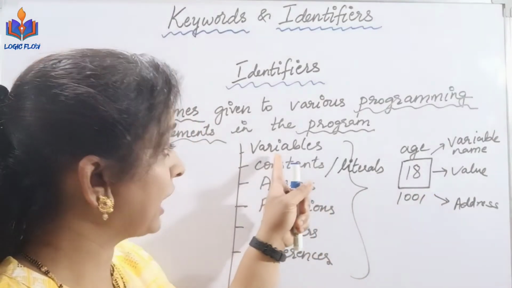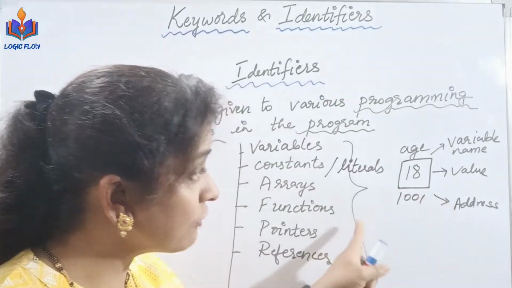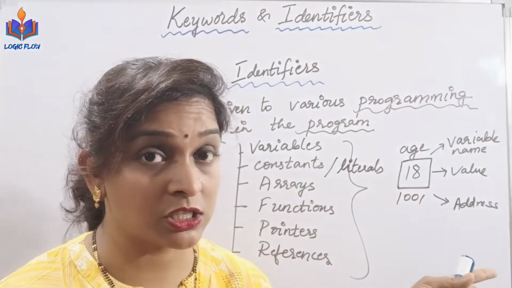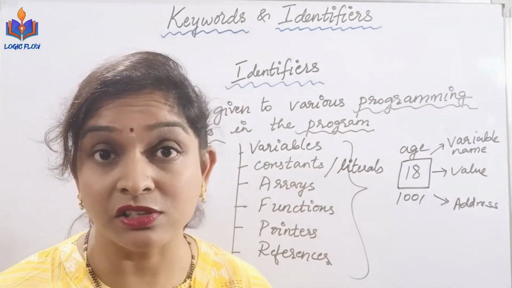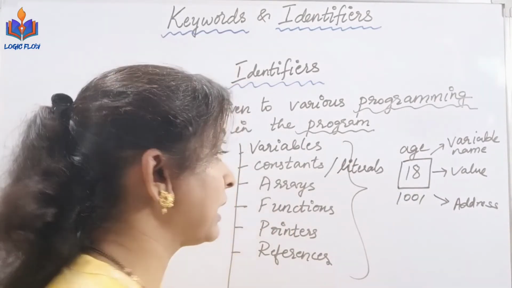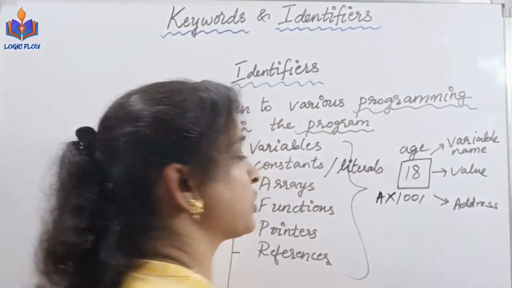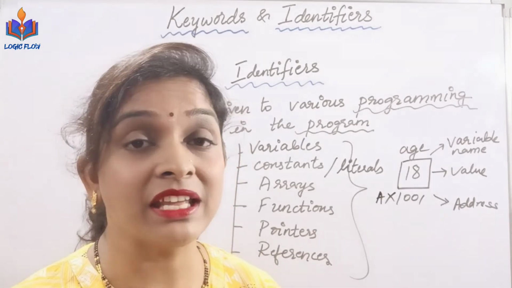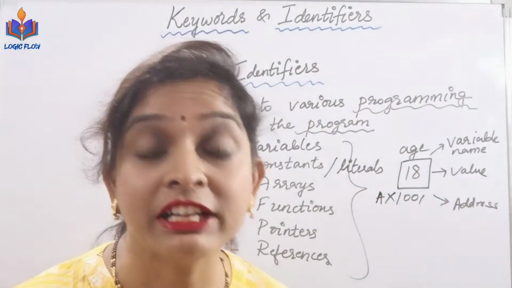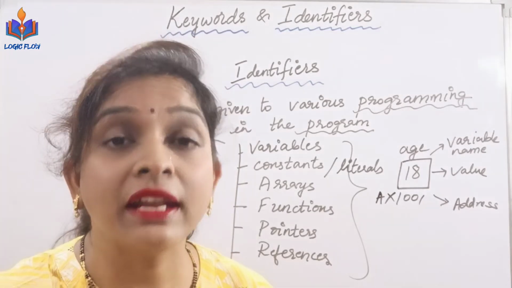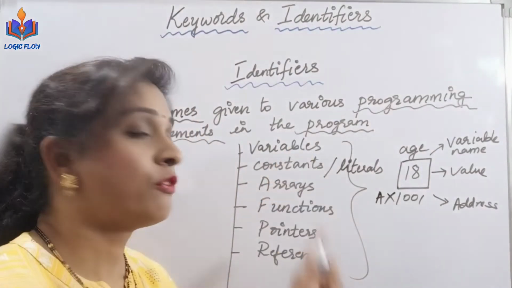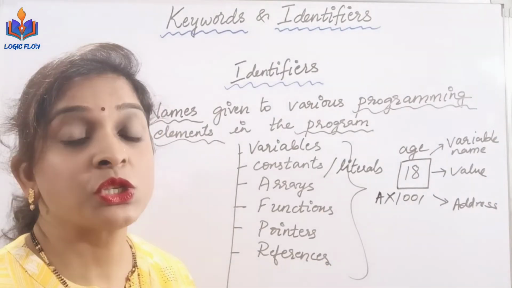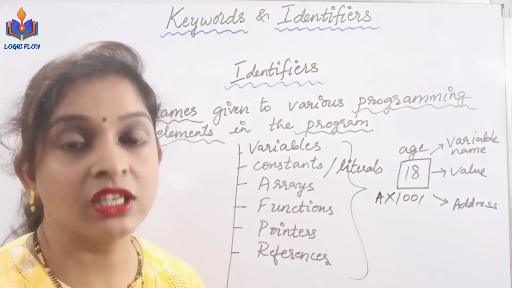So this is the identifier, and I am going to identify this memory block with this name, age. I can refer to its address through pointers, but I just can't remember that address. It will be in hexadecimal form, something like AX1001. It's quite easy for me to remember the name, which is user friendly. So identifiers are the names that we use for the programming elements, so that I can easily identify them with a user friendly name.